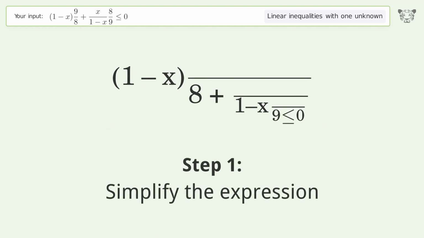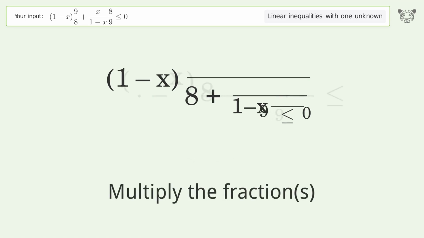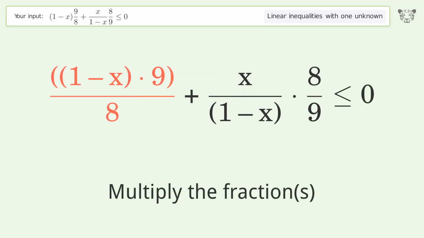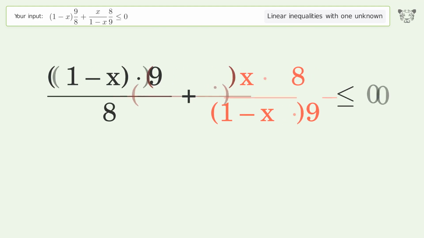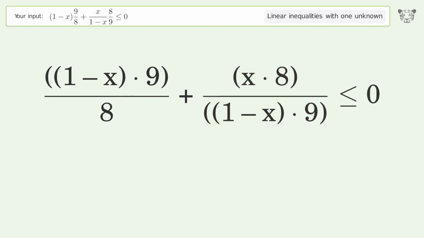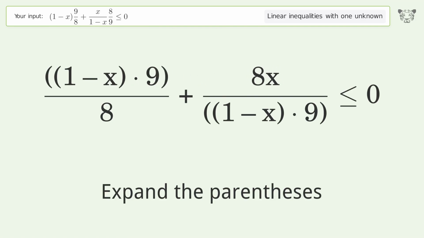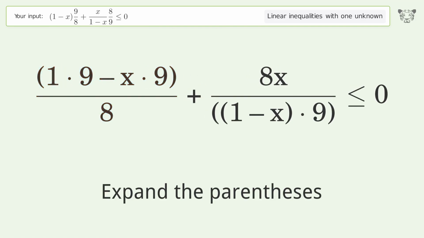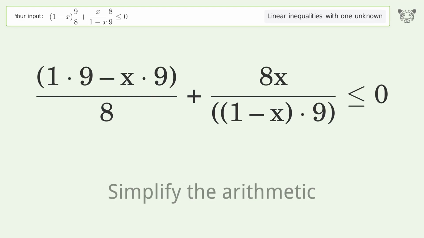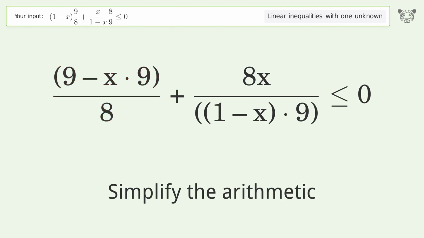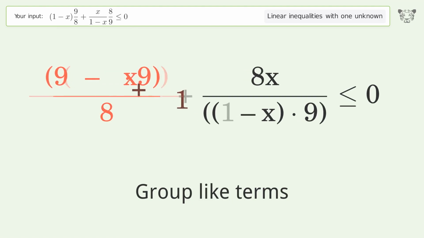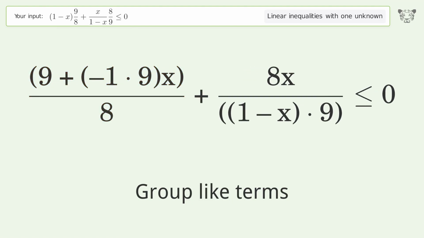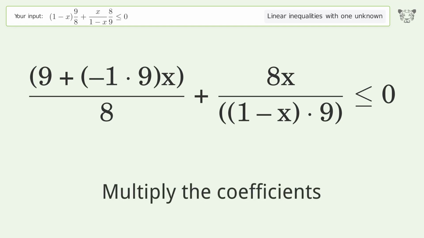Simplify the expression. Multiply the fractions. Expand the parentheses. Simplify the arithmetic. Group like terms. Multiply the coefficients.